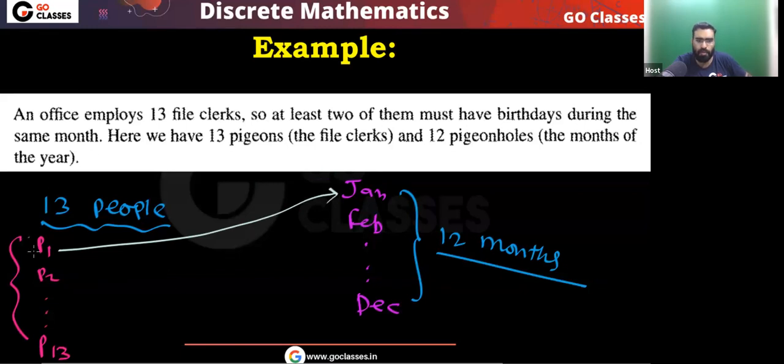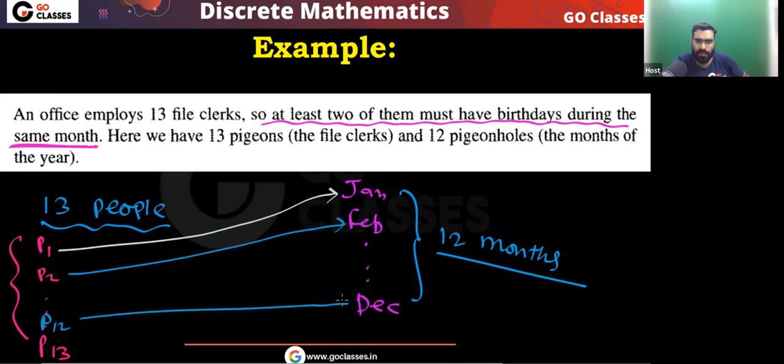No. We want to make sure that 2 people don't have a birthday in the same month. We don't want that. So in this situation, this P2 will go here and so on. Where will this P12 go? This P12 will go here.